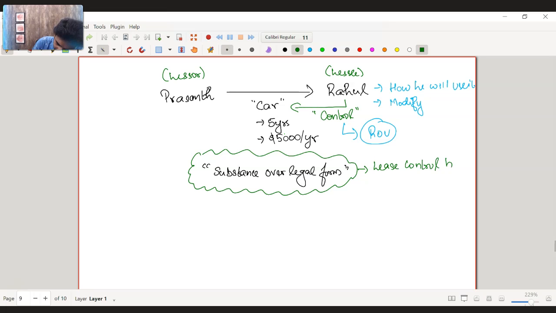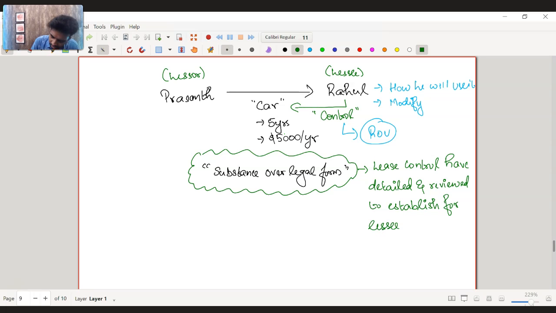has to be detailed and reviewed to establish control for the lessee. So the lease contract has to establish control for the lessee, and if in the contract it is mentioned that the lessee does not have primary controls over the asset, then it's not a lease contract.